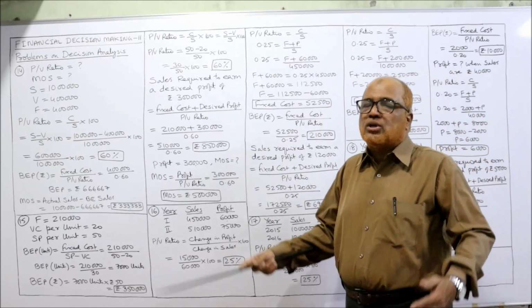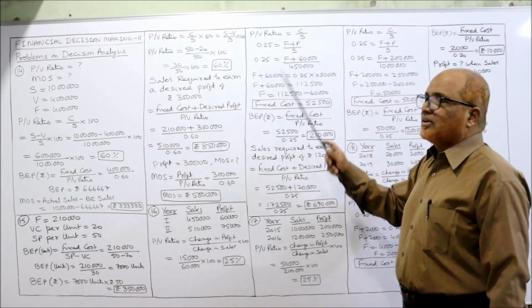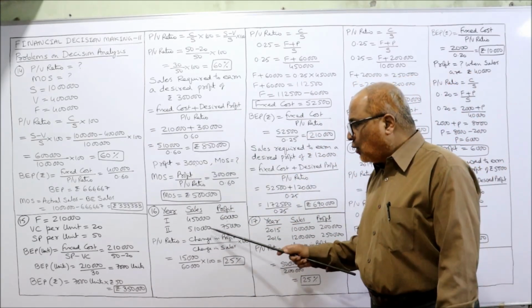F stands for fixed cost. We don't have it. Plus profit. We have the profit. But two profits we have.